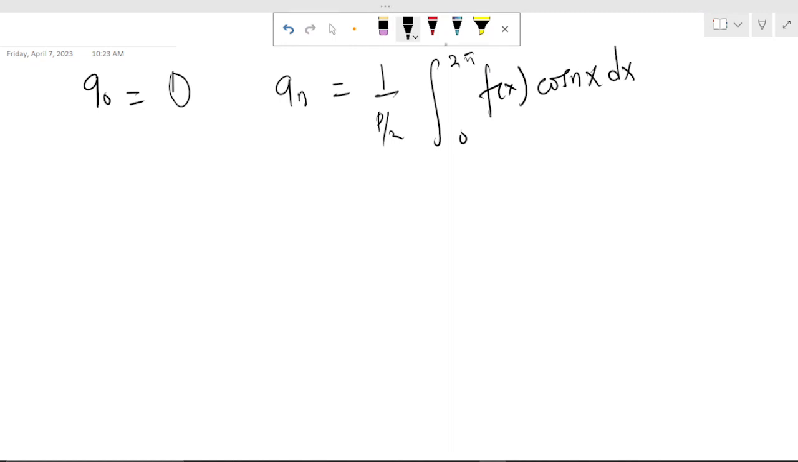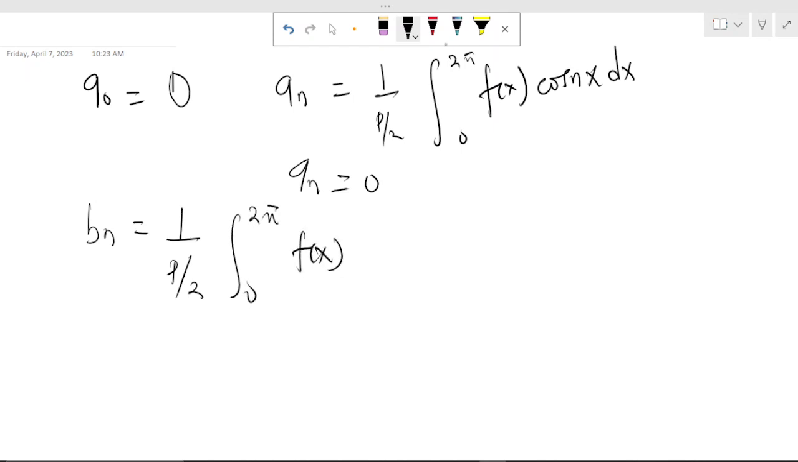So in our an here, we have f of x, which is an odd function, multiplying an even function. So what do we get? We get an odd function, which makes our an also 0. And for our bn, equal to 1 over period over 2, going from 0 to 2 pi, f of x sine nx dx. Now, our f of x here, like I've been saying, is an odd function. Sine nx here is also an odd function. And an odd function multiplying another odd function gives us an even function.